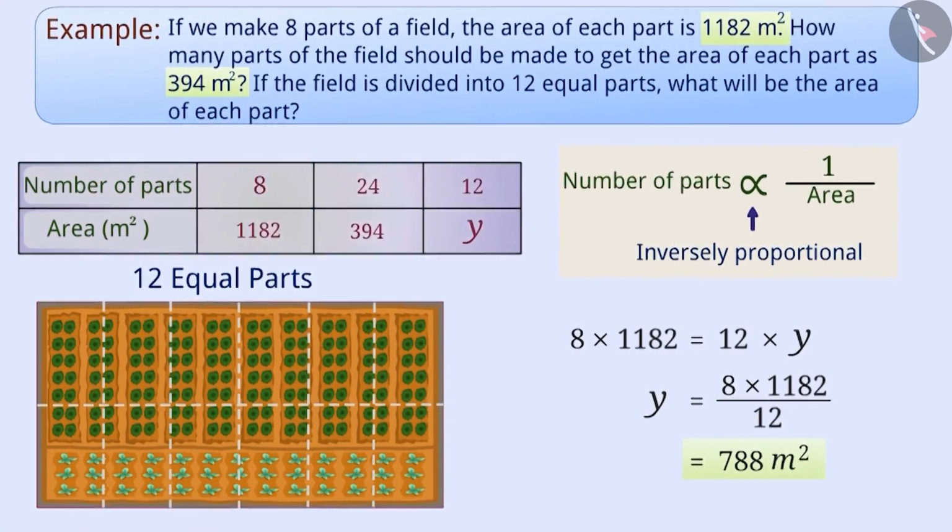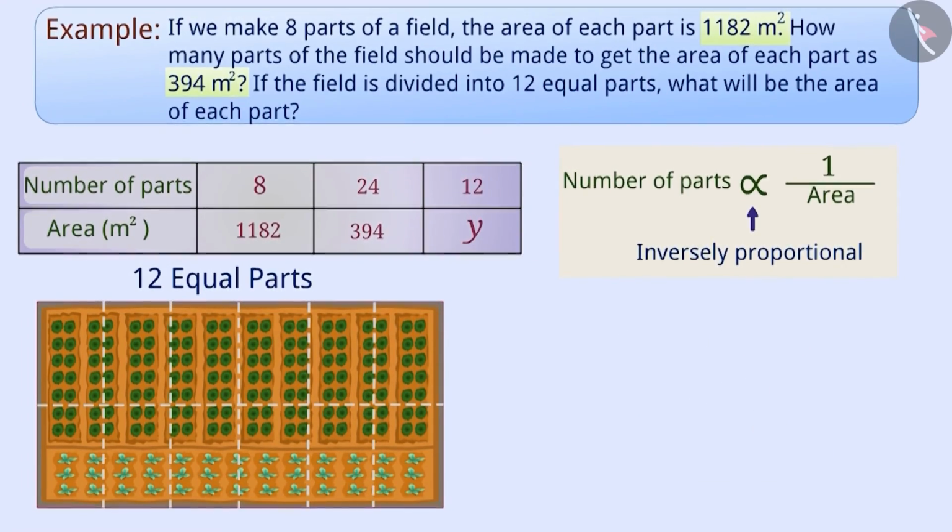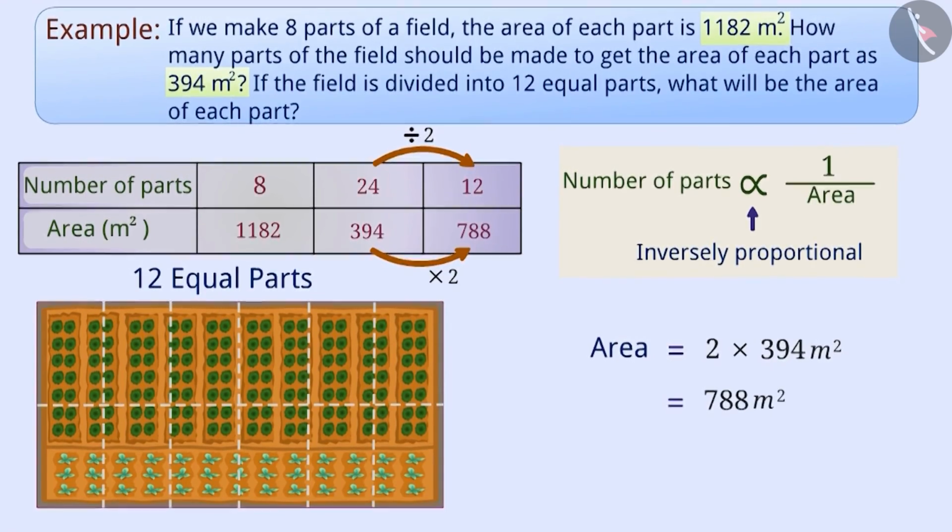You can find this result easily by looking at the table. Looking at the second and third position in the table, we find that the number of parts is halved. So the area under the inverse proportionality will be double. That is, when the number of parts is 12, then the area will be 2 into 394 meters square, which is equal to 788 meters square. Let's see the next example.